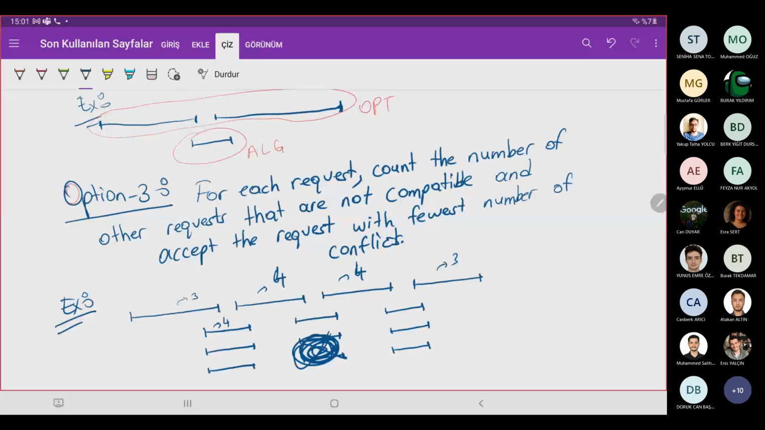This also has 4 conflicts. This also has 4 conflicts. This one has 2 conflicts. This one has 4 and 4 conflicts. Okay. So now what does my algorithm do? My algorithm selects the one that has the least number of conflicts. So this one. Okay. So it eliminates this one, eliminates this one.